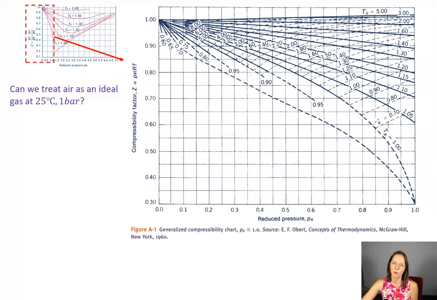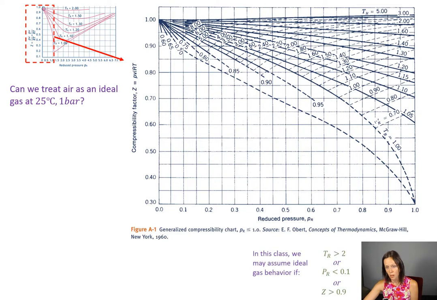So let's work a problem. Can we treat air as an ideal gas at 25 degrees Celsius and 1 bar? Well, let's see. We've got some rules here. We say if our reduced temperature is greater than 2, or reduced pressure is less than 0.1, or our Z value is greater than 0.9, we can go ahead and assume that we've got an ideal gas.